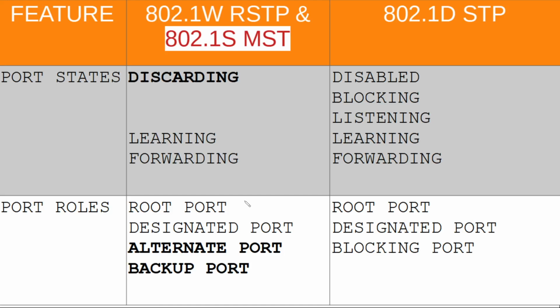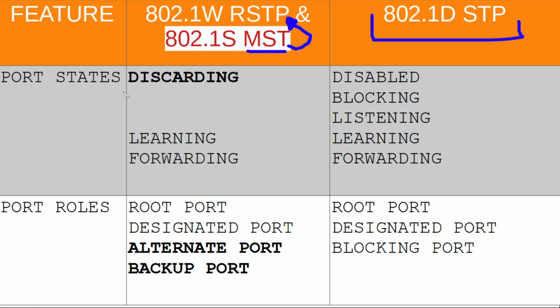So let's see now the summary of differences between rapid spanning tree, multiple spanning tree, and the old spanning tree. Remember that multiple spanning tree is actually an extension of rapid spanning tree. It is basically using the same protocol, but it will provide several topologies, but it is basically the same protocol.